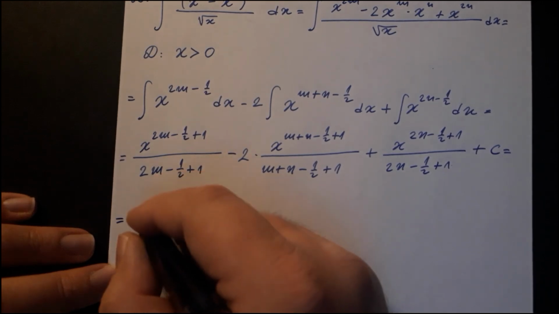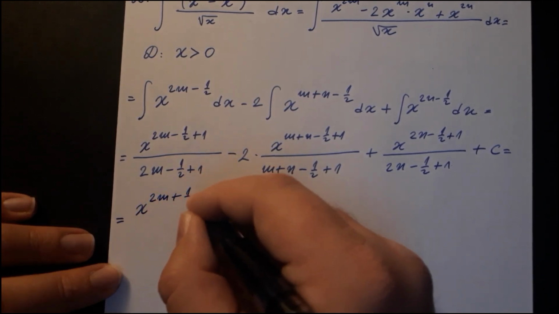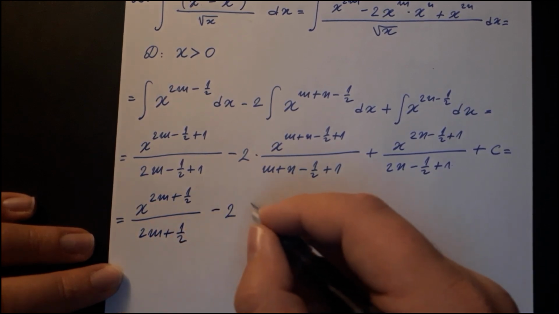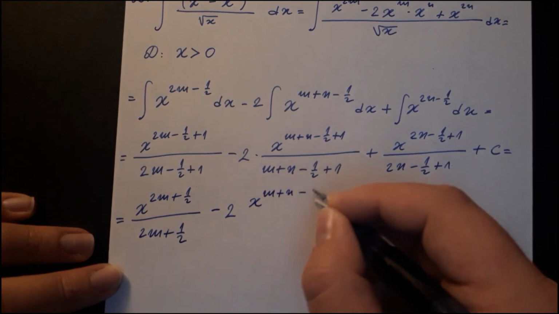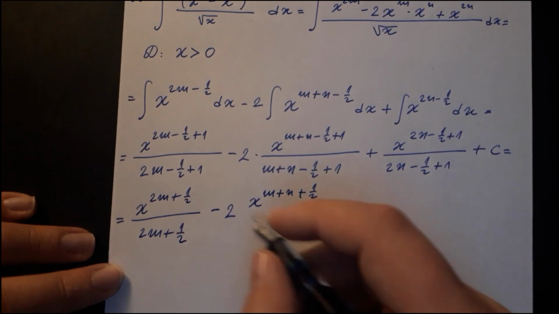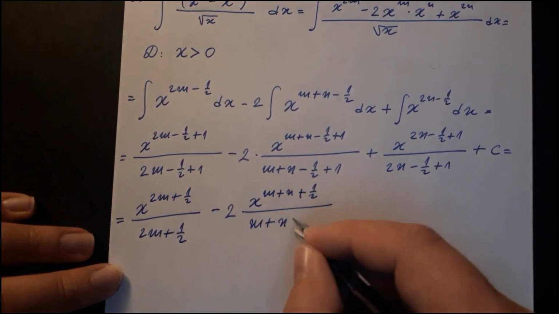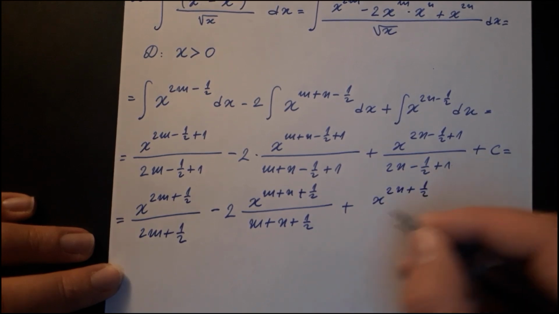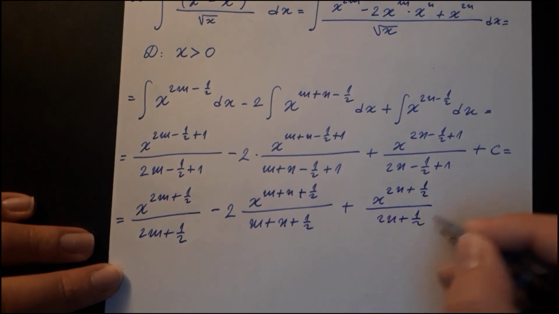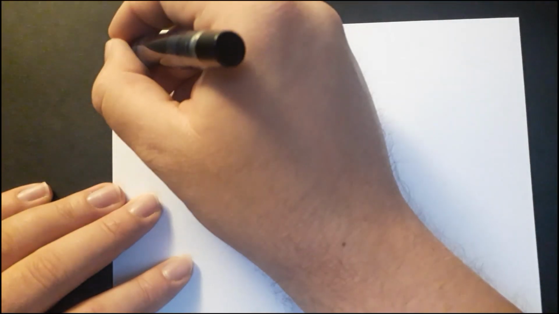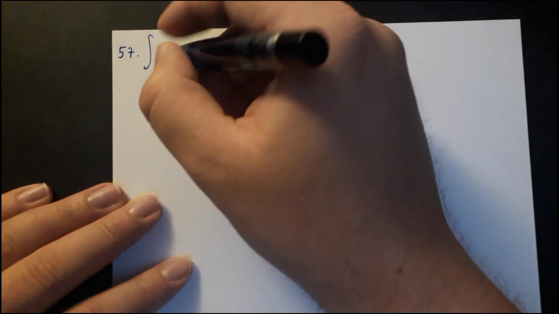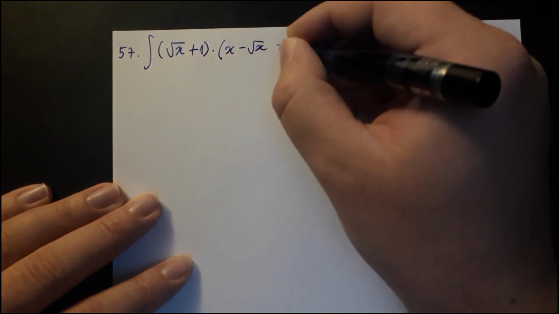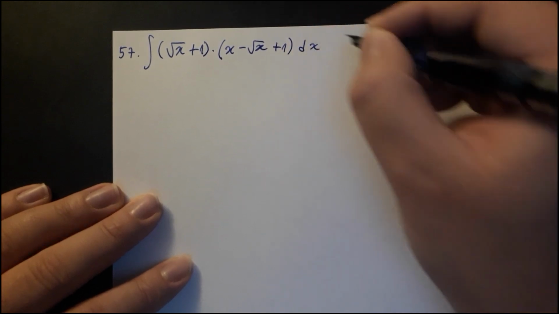This is then equal to x to the power 2m plus 1/2 divided by 2m plus 1/2 minus 2x to the power m plus n minus 1 plus 1/2 divided by m plus n plus 1/2 plus x to the power 2n plus 1/2 divided by 2n plus 1/2 plus c. Integral number 57 on our list is an integral of square root of x plus 1 times an integral of x minus square root of x plus 1 dx.